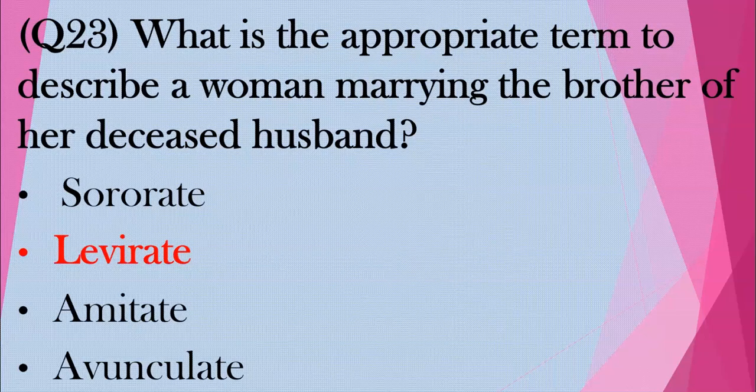You can easily cancel the last two options because this is talking about something else. And sororate is marrying your deceased wife's sister. All right. Amitate is when your father's sister is given a special role. And avunculate, which is option number 4, talks about your mother's brother's relation with his sister's children, like the relation with our mama. Okay, I hope that is clear.